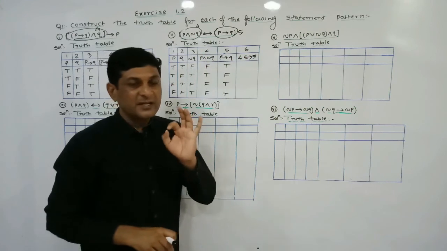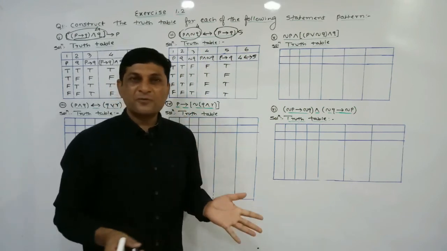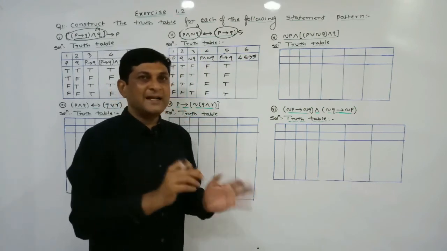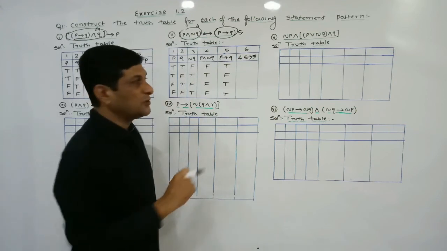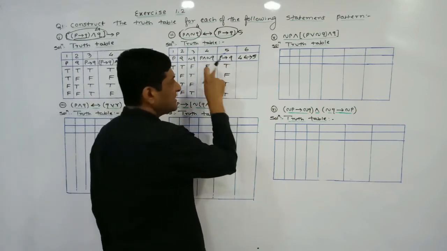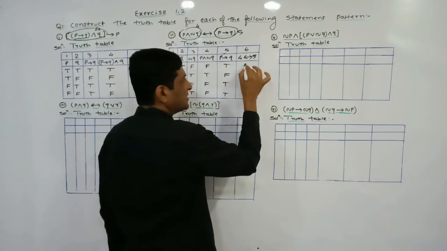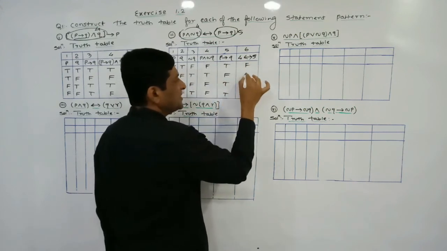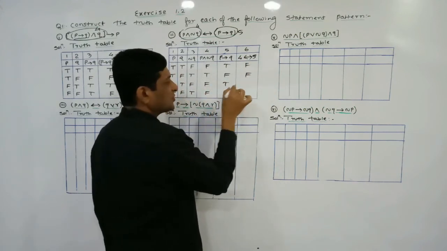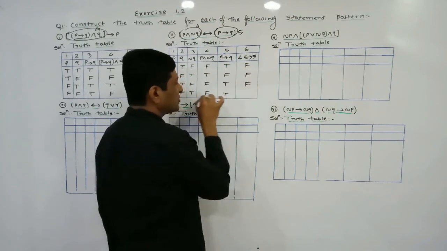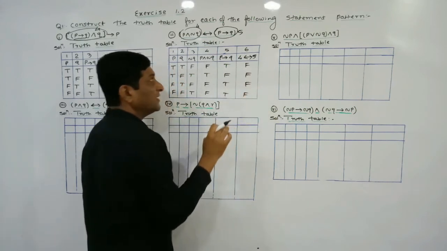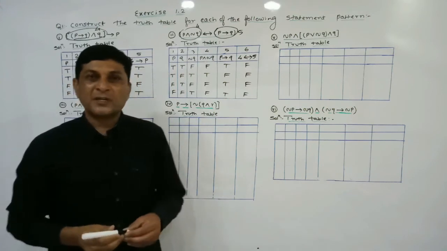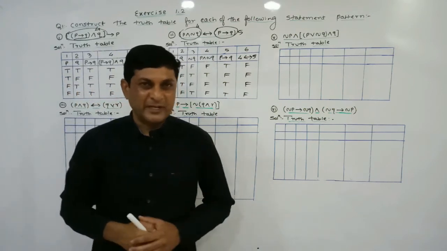In case of double implication, simply remember that if the truth values are identical, the double implication will be true. Here the truth values are not identical, one is false and another is true, so we can say that it is false. Here also false. Here also the truth values are not identical. Here also the truth values are not identical. In this way we have constructed the truth table of the given statement.